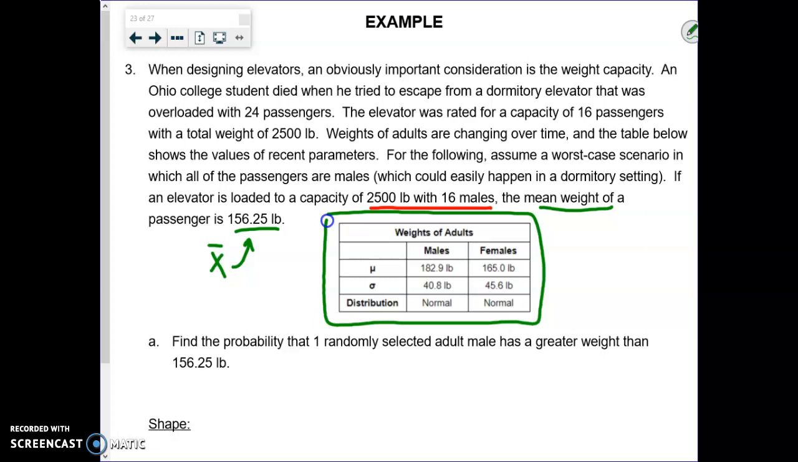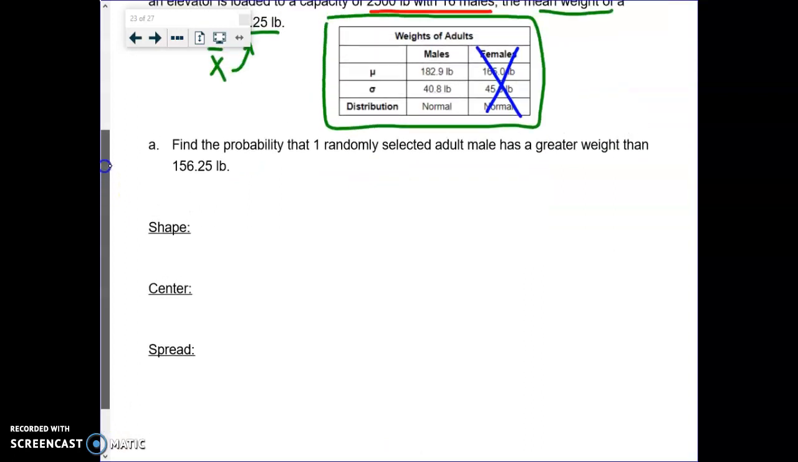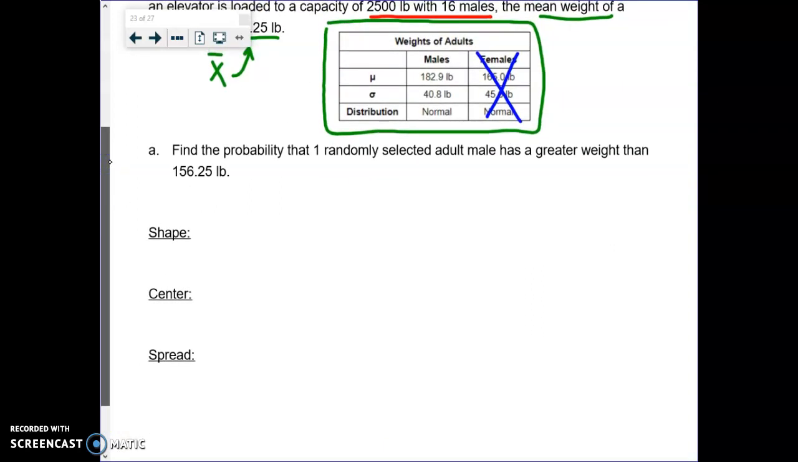So right there, since that is the mean from a sample, that is our sample mean. So if we look at part A, it says find the probability that one randomly selected adult has a greater weight than 156.25 pounds. So if we randomly select one male from the population, by the way, we're going to be looking at males strictly here, so we are not going to have to worry about the female parameters here. But what's the probability that one male would weigh greater than 156.25 pounds? Well, we got to look at our three different parts of the central limit theorem again. We got to look at shape, center, and spread for one individual. Again, this is a sample size of 1.